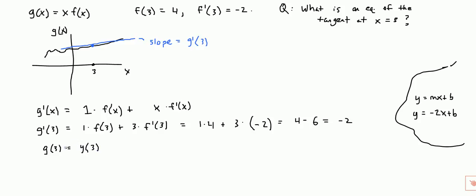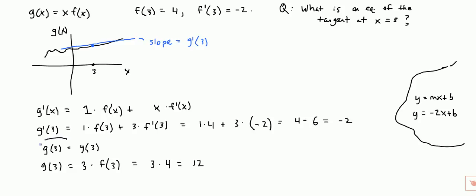Well, we don't know what g of 3 is yet, so let's plug it in. g of 3, that's going to be 3 times f of 3, right? That's just the definition of g. It's x times f of x. So if we plug in 3, it's 3 times f of 3. So what's that? It's 3, and then f of 3 is 4, so it's 3 times 4. That's 12.